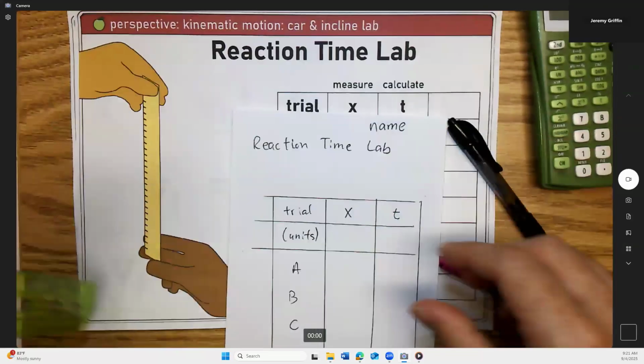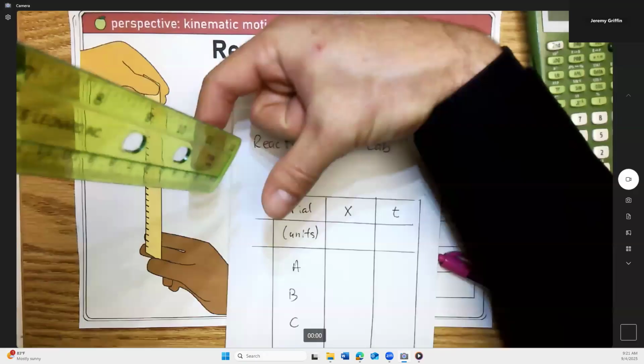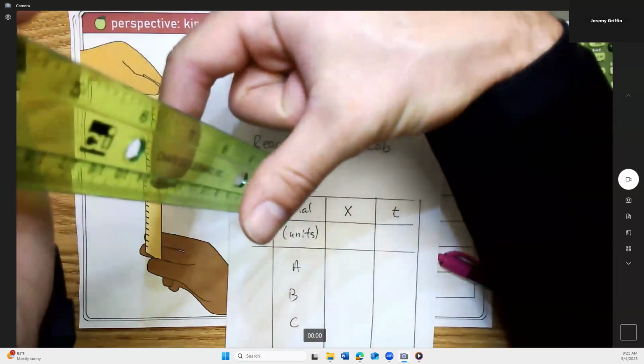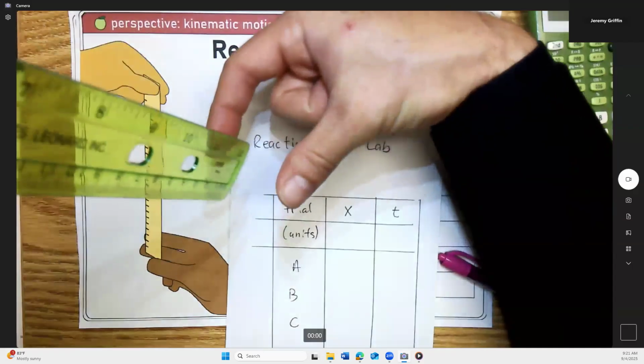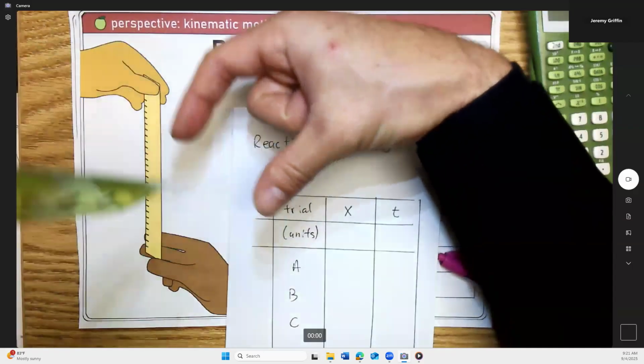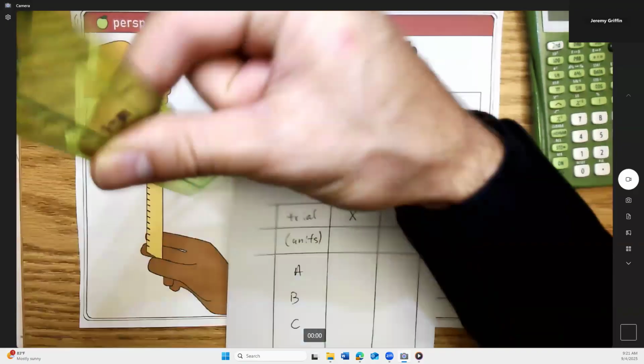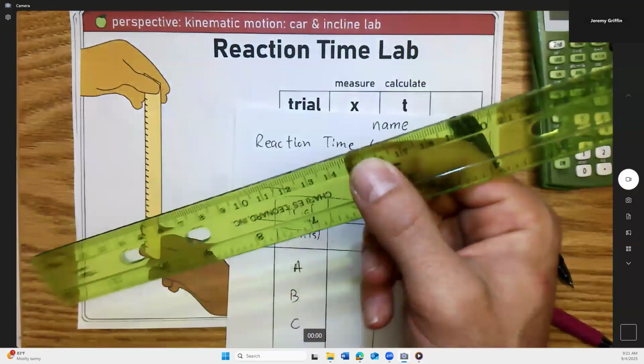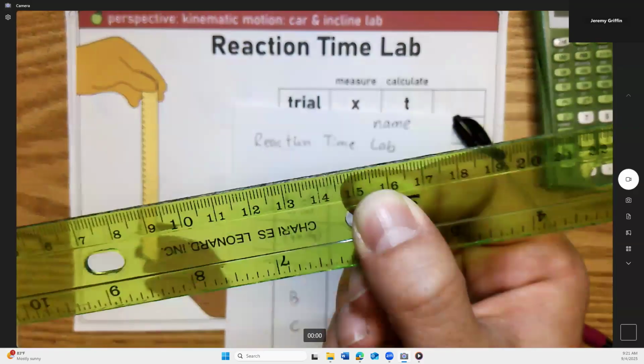What if you're holding the roller like this and your friend has their fingers at the 0 centimeter mark? Let's start at the 0. Then you drop the roller, and your friend catches it as fast as they can. Whatever marker your friend catches the roller at tells you how far the roller has fallen. In this case, maybe like 16 centimeters.